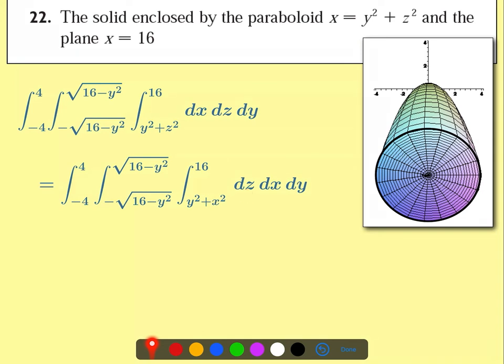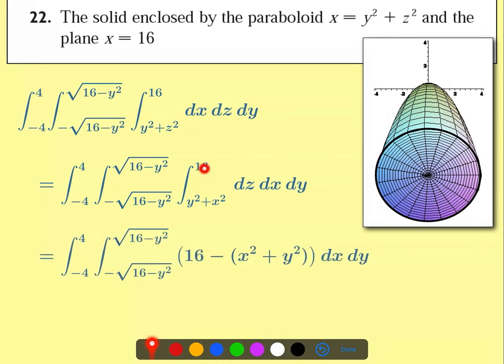Well, first, if you integrate with respect to z, you're just going to get z evaluated from here to here. So when I integrate this, I get z, and evaluating it from y squared plus x squared to 16, this is what I get: 16 minus y squared plus x squared, or x squared plus y squared. Now maybe you can see why I wanted to change the variable names. I'm integrating dx dy here. We're in this circle of radius 4 centered at the origin in the xy plane, because x and y have these limits of integration.